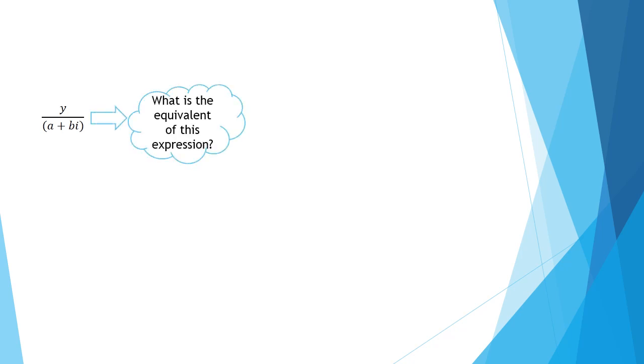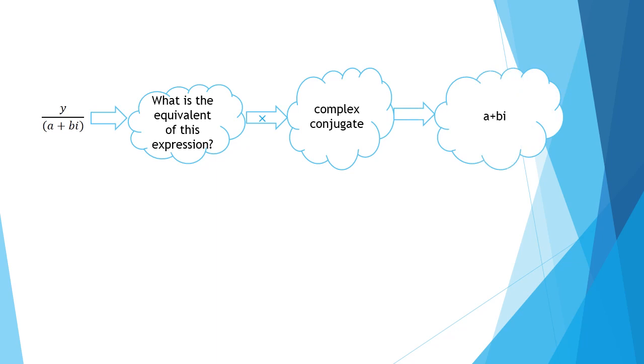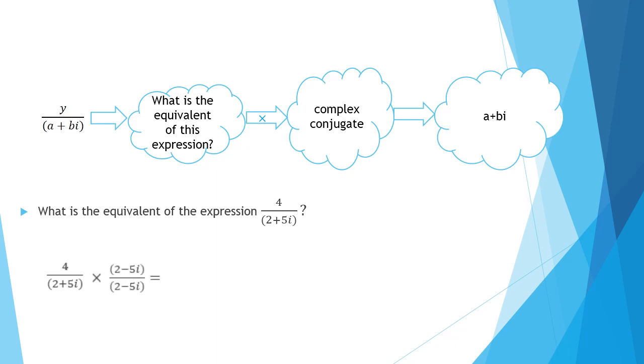Sometimes in the test it gives you a number divided by a complex number and asks you what is the equivalent of this expression. What you are going to do is multiply the complex number by its complex conjugate to get the result in the form of a plus bi. For example, what is the equivalent of the expression 4 divided by 2 plus 5i? We are going to multiply this term by its conjugate, which is 2 minus 5i.